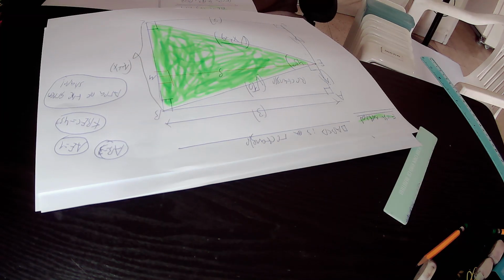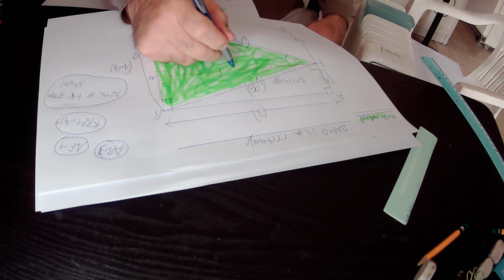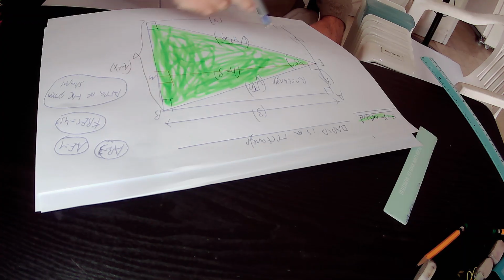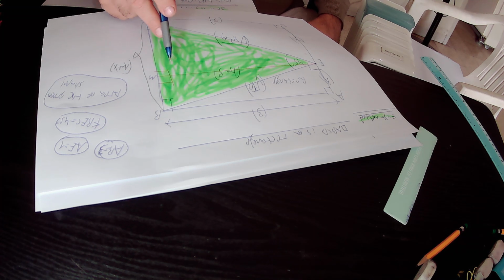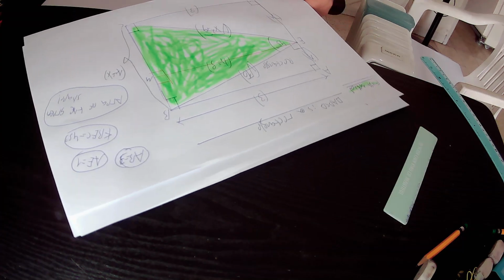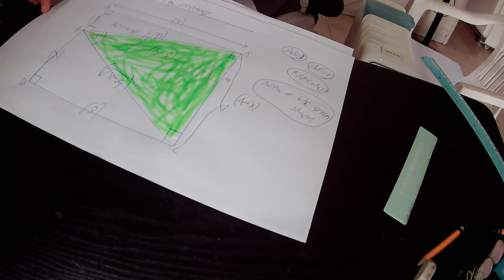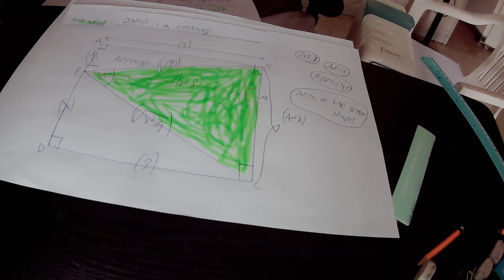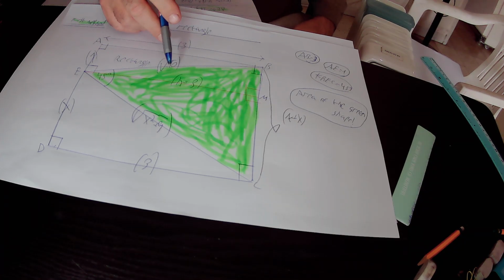We define side EM as H, so EM equals 3, therefore H equals 3. H is the height to the base of the green triangle EBC. If the base is BC, then EM, which is H, is the height to the base BC. Why? Because it is perpendicular to the base. Our task is to find the area of this green shape. The green shape is actually the green triangle EBC.